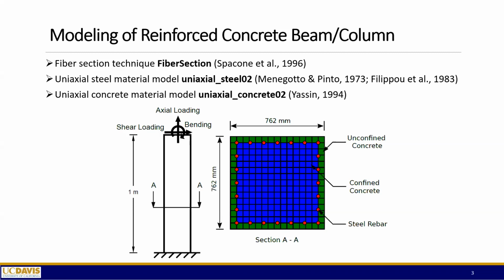Right. To model the steel material and the concrete material shown here, we have two different uniaxial material models. We have uniaxial steel 02, which is the keyword for the steel rebar material in Real ESSI, and also the uniaxial concrete 02 material, which is for the concrete, both unconfined and confined. You can later define different material parameters to represent the confined or unconfined concrete part of the cross section.